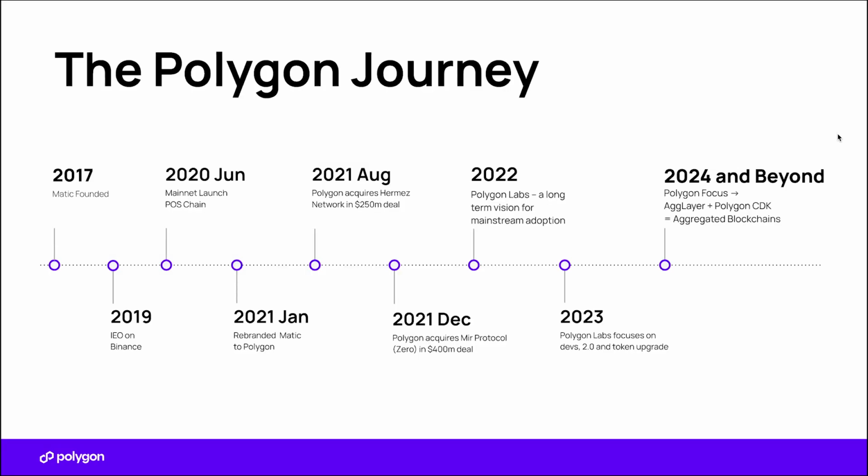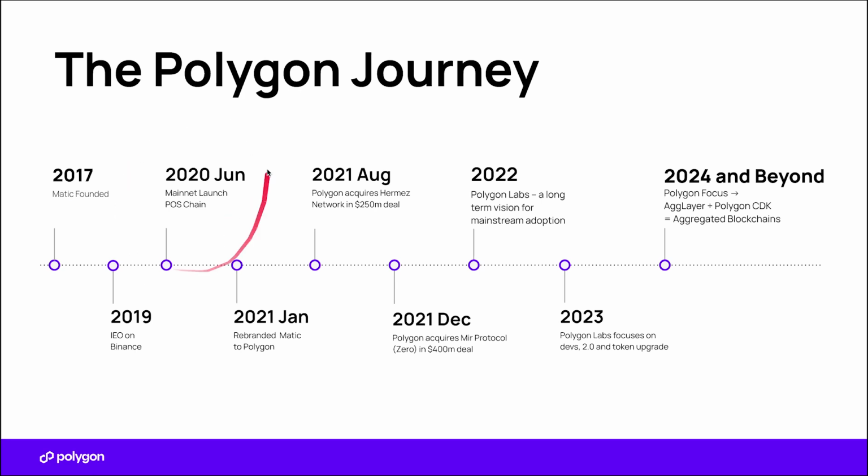So when did Polygon start and what has happened? Polygon is just a 7-year-old company. It was founded in 2017 by 3 Indian guys and 1 Serbian guy. Then the initial exchange offering and the big momentum for the Polygon token, called Matic, was in 2019 when it was listed on Binance, which is the biggest exchange out there.